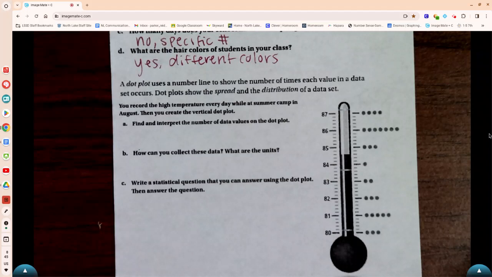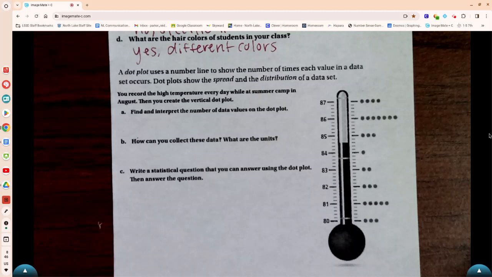They show how spread out it is, right? It ranges from this number to this number, as well as just the distribution. Is there a lot of data in one spot? Is it evenly spread out? Is there a big gap in the middle? Those types of things. So we're going to answer some questions about this dot plot.